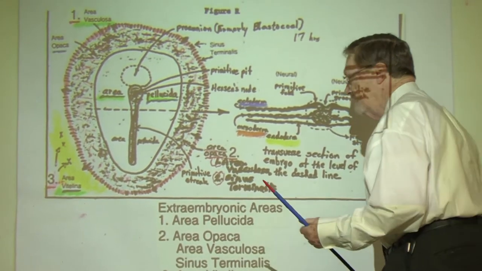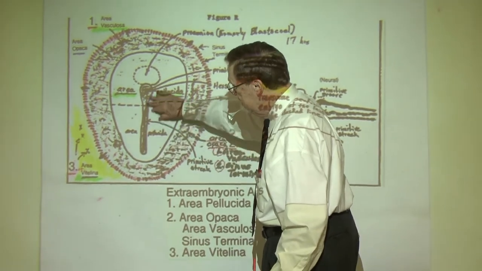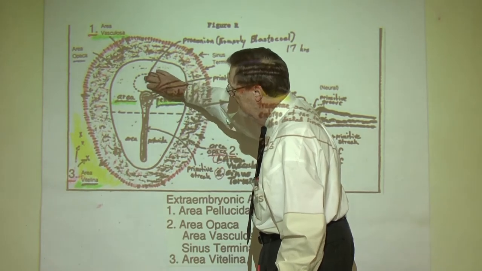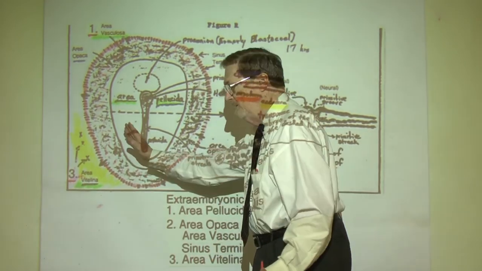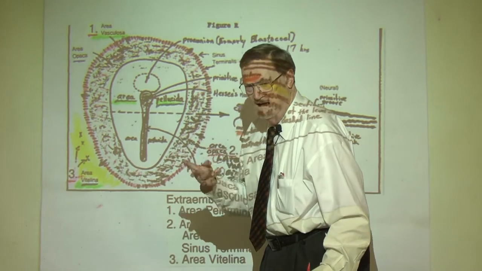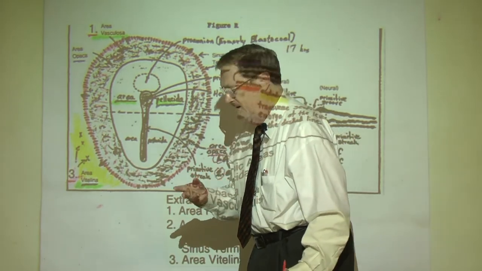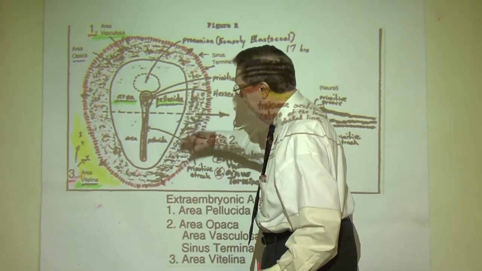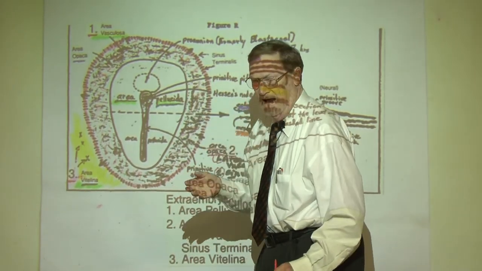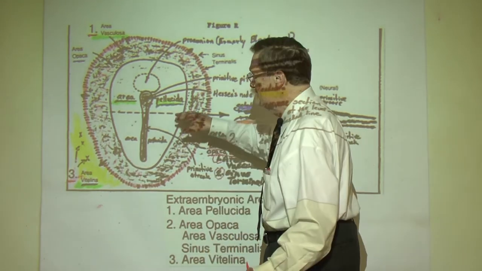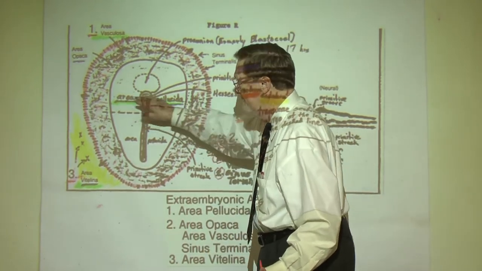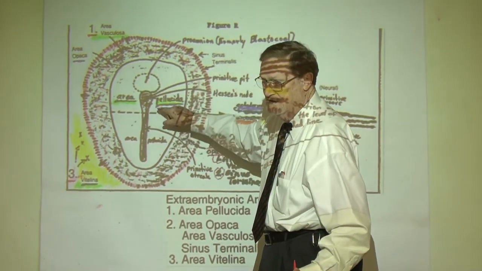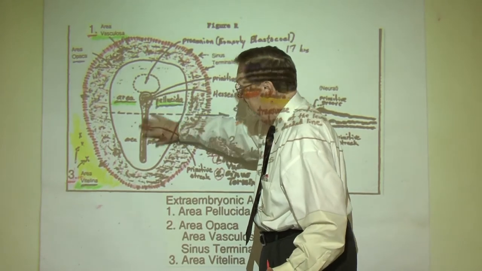And we notice that outside of the central elongated streak, primitive streak up through here with the proamnion up at the top, there developed to the side of that three distinct areas of extra-embryonic tissue. One immediately to the outside of the primitive streak that was clear, and the Latin term for that is pellucid. So this is called the area pellucida, the clear area right in here, just around the primitive streak. Now the embryo is going to come from this tissue right in here.